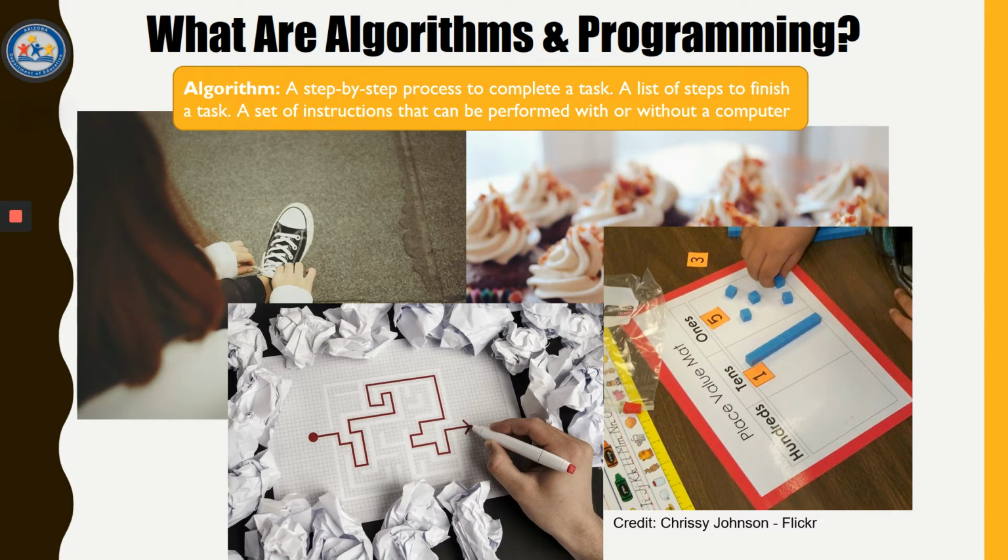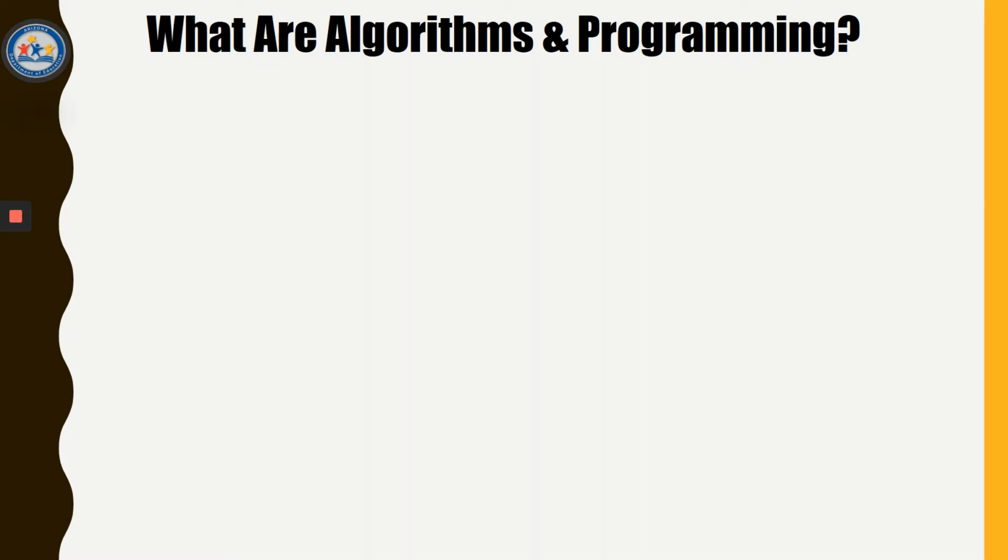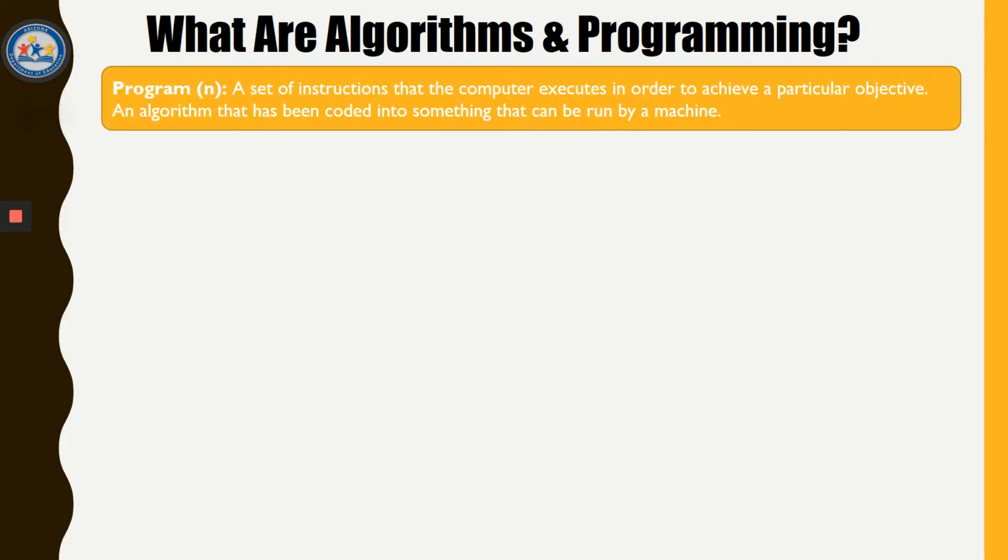Importantly, none of these examples involve a computer. Instead, the focus is on problem solving and being aware of the steps and instructions you might use to solve a particular problem. When we start to get computers involved, we enter the realm of programming. This definition also appears in the glossary of the Arizona Computer Science Standards. A program is a set of instructions that the computer executes in order to achieve a particular objective.